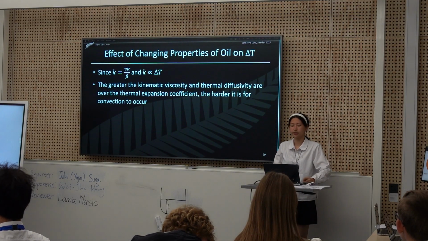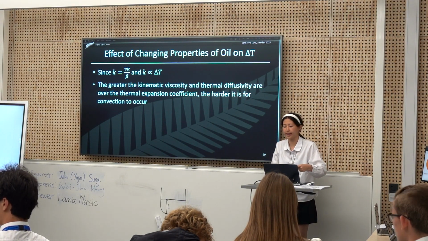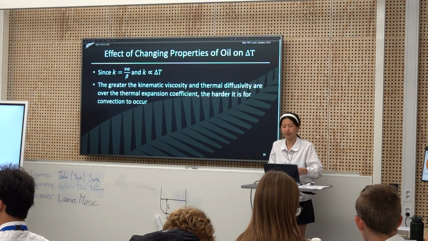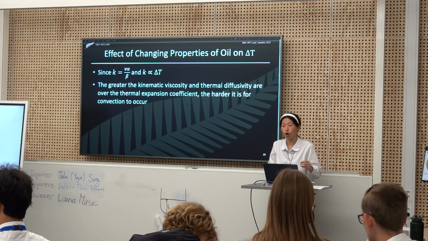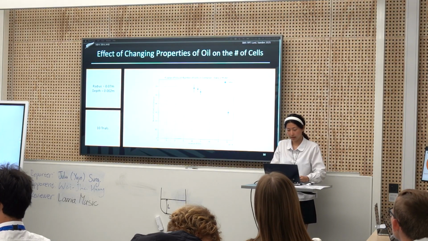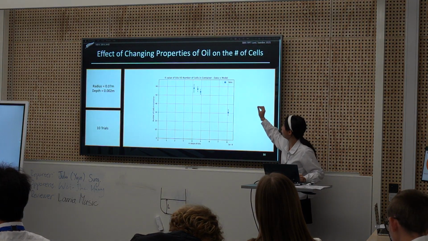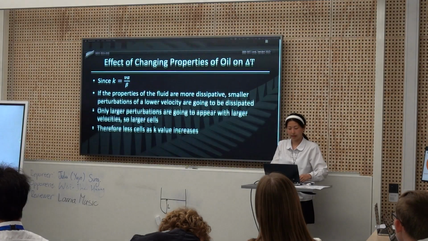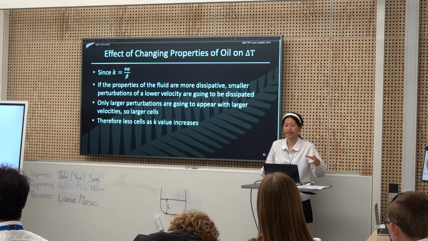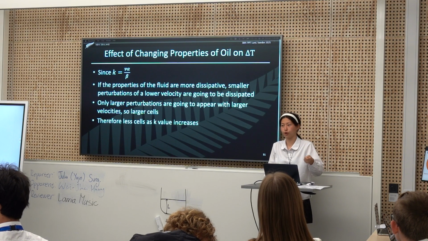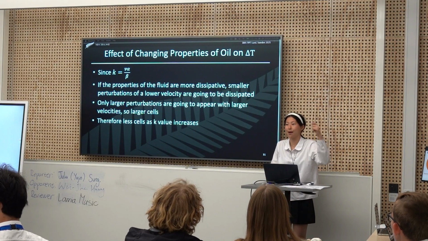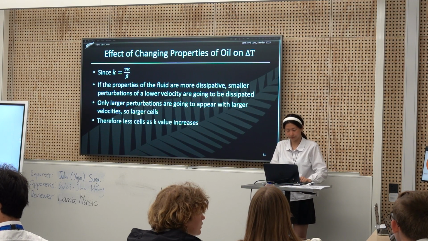And this makes sense because the numerator of K is representative of the dissipative forces, while the denominator is representative of the buoyancy forces. The greater the numerator is over the denominator, the harder it is for convection to occur. Here's K value graphed over the number of cells in the container. You can see that if the properties of the fluid are more dissipative, as in like you have honey instead of water, then smaller perturbations are going to be dissipated more easily, and therefore only larger perturbations are able to be actually amplified into these convection cells.